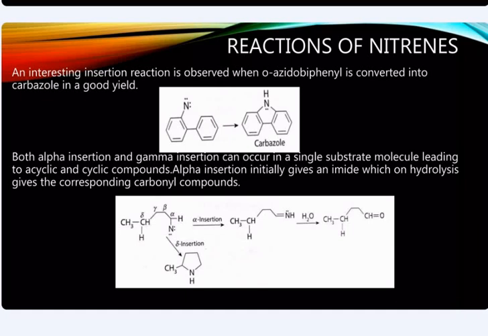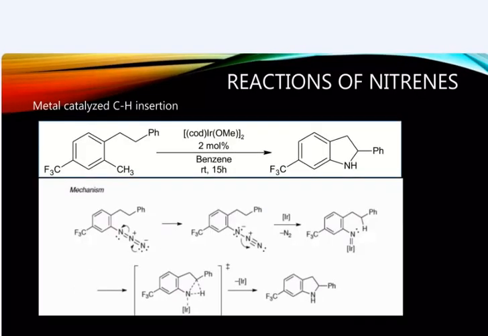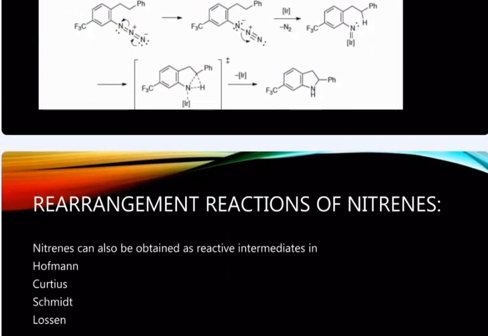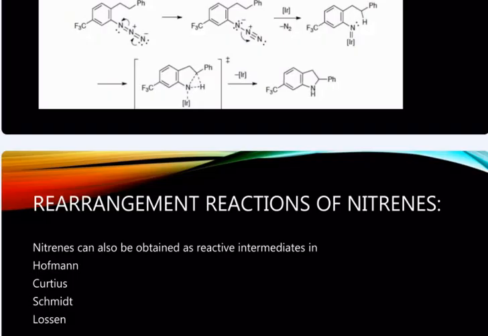Both alpha insertion and gamma insertion can occur in a single substrate molecule, leading to a cyclic and acyclic compound. Alpha insertion initially gives an imide, which on hydrolysis gives the corresponding carbonyl compound. You can see the alpha, beta, gamma and delta hydrogens and alpha insertion and then the final product. So, metal catalyzed CH insertion and their mechanisms.